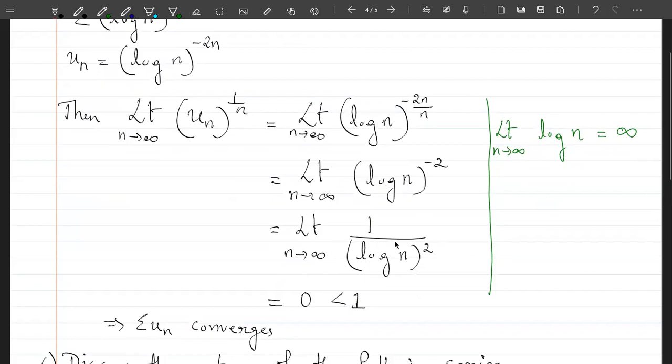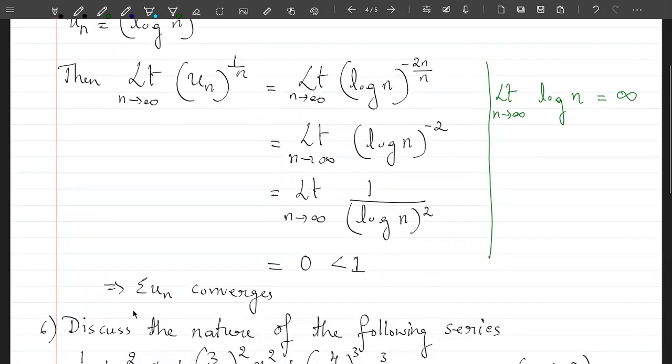But what is the value of limit of log n as n approaches infinity? That's equal to infinity. So now here I get 1 by infinity, but what is the value of 1 by infinity? That will be 0. So this value is definitely less than 1. So we can say that summation un converges. Here what you have to remember is this standard limit value, limit of log n as n approaches infinity is equal to infinity.